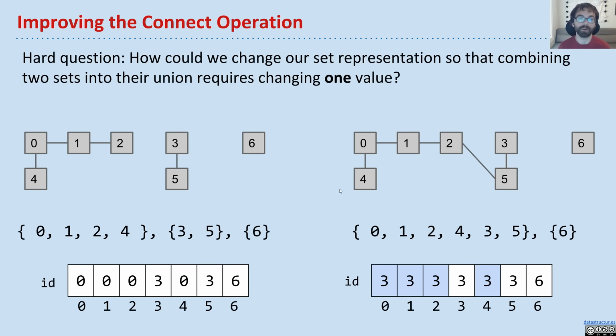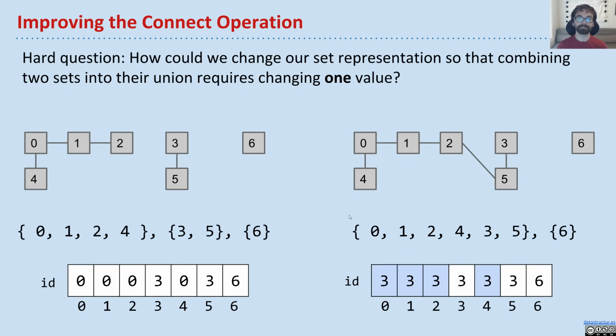And so now a very hard question for you. How could we change our set representation so that combining two sets into their union requires changing but one value? So here I'm showing you the quick find approach where all of these values need to change. Now I want you to come up with an approach where we only need to change one value. Pause the video. This is a pretty fun challenge, I think, and see where you can get with it.